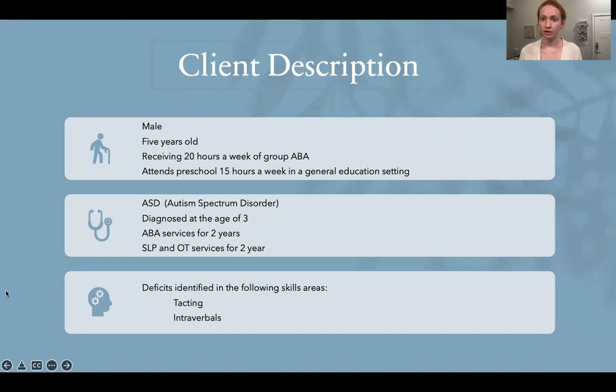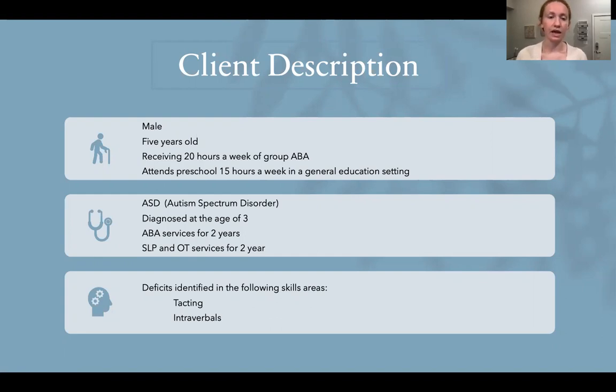So the client description for this case study: the client is male. He is 5 years old. He is currently receiving 20 hours a week of group ABA, and this takes place in a mock classroom environment, which is geared towards the ages of about 4 to 7 and really focuses on skill level. He also attends preschool 15 hours a week in a general education setting.